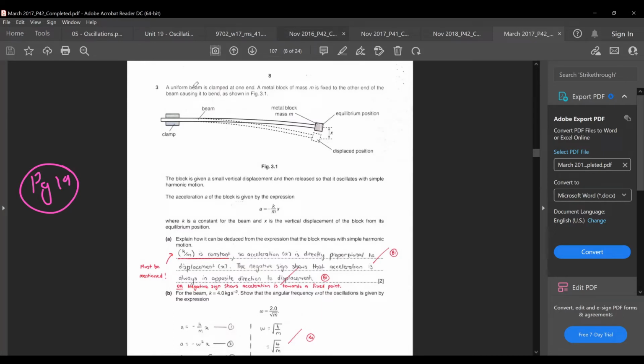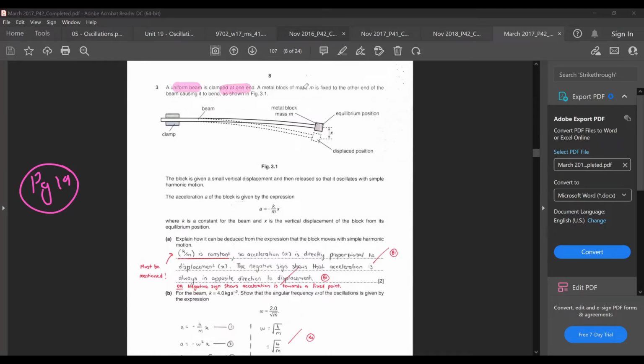So you have a uniform beam that is clamped at one end. A metal block of mass m is fixed to the other end of the beam, causing it to bend as shown here. The block is given a small vertical displacement and then released so that it oscillates with simple harmonic motion. The acceleration a of the block is given by this expression. a is negative k over m times x, where k is a constant for the beam, and x is the vertical displacement of the block from its equilibrium position. Now explain how it can be deduced from the expression that the block moves with simple harmonic motion.